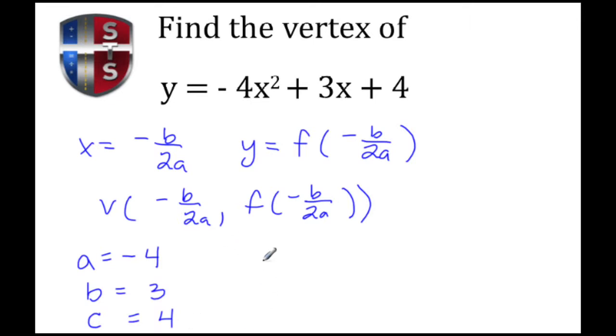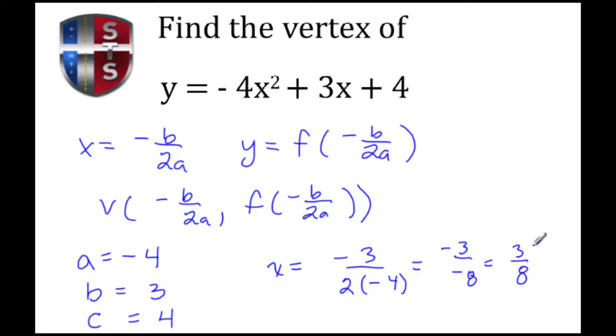So let's go ahead and figure out what x would be. x is going to be negative b. Well, in this case, b is 3, divided by 2 times a, and here we see a to be negative 4. So as I resolve this, I end up with negative 3 over negative 8. And when my numerator and denominator are negative, I know that resolves down to a positive 3/8. So that there is going to be the x value for the vertex.